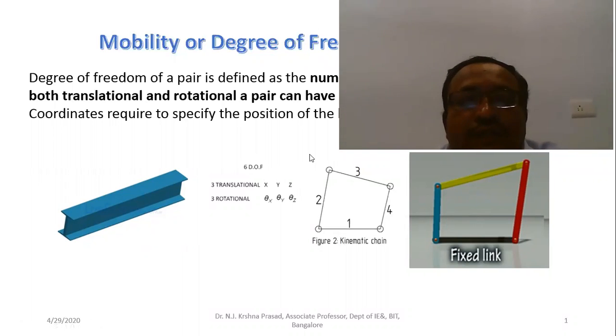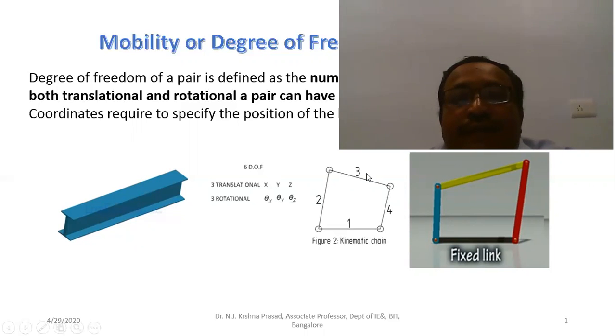Here, if you take any rigid body, it is possible to move in X, Y, and Z direction, and also possible to rotate about X, Y, and Z, so that the rigid body has 6 degrees of freedom.